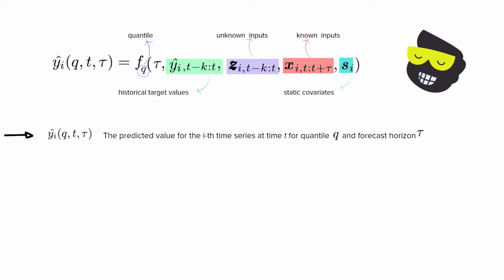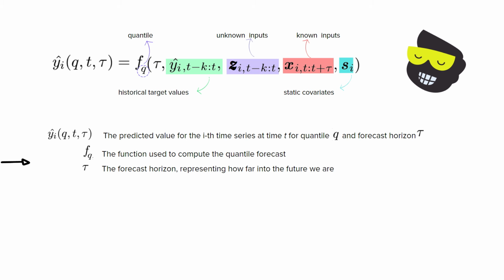The first one, y_i at time t: the predicted value for the ith time series, at time t, for quantile q at forecast horizon tau. And I know that this is tricky, but again, it's the predicted value for the quantile, because we have quantiles in TFT. It's not mandatory, but it's about the probability of predicting something. And then we have forecast horizon tau. As we have shared, when it comes to TFT, you may have multiple time horizon forecasting.